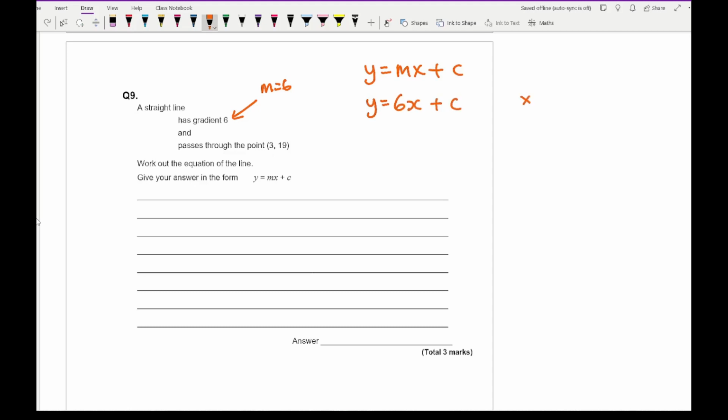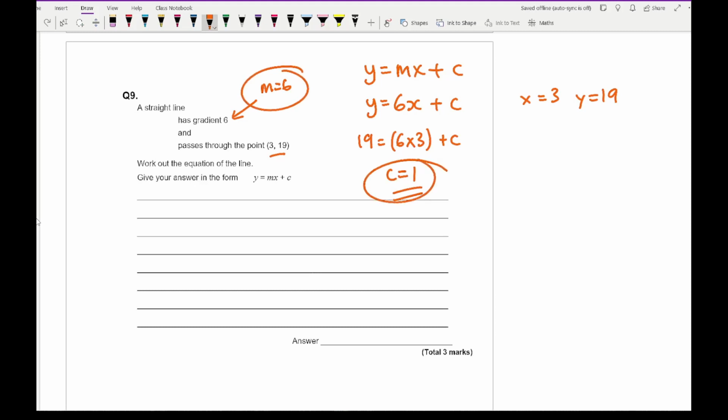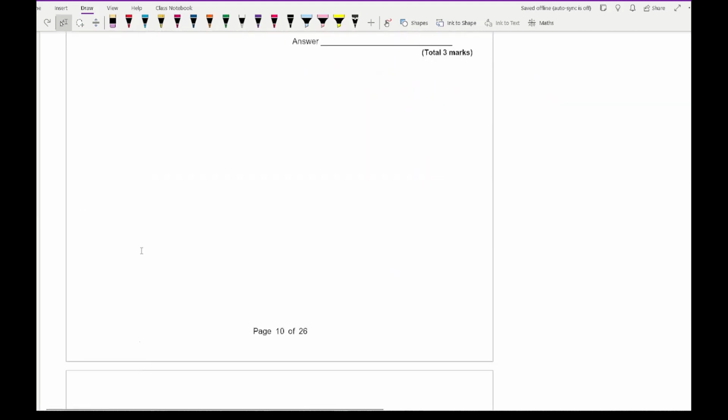Now from the coordinate, I know that x equals 3 and y equals 19. So I've got 19 equals 6 times 3 plus c. So c then equals 1. And then from this, I've got my 2 components to substitute into my y equals mx plus c. So y equals 6x plus 1. And there's my final answer.